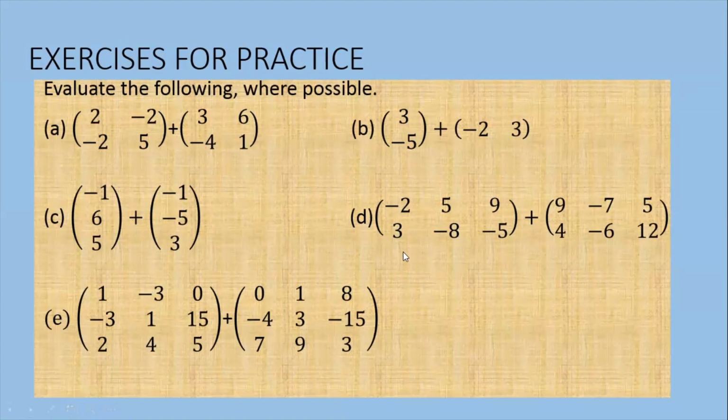Part D, how many rows can you see? Well, 2 rows and 3 columns. So that's 2x3 matrices. Both of them are the same. And part E, 3 rows and 3 columns. So that's 3x3 matrices for this one and 3x3 matrices for that one.